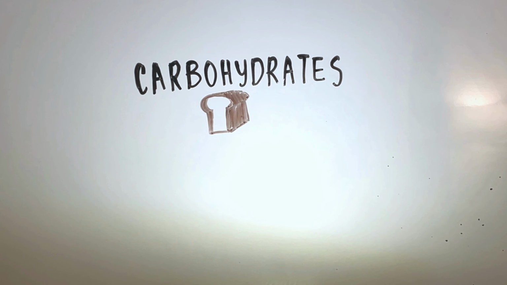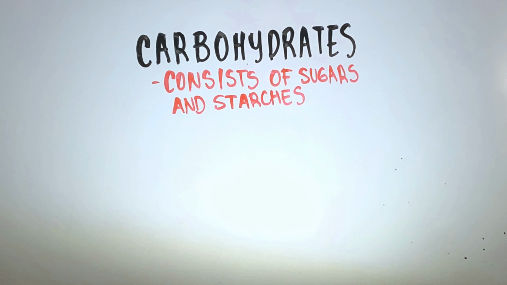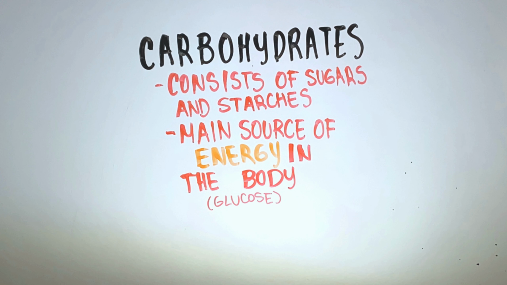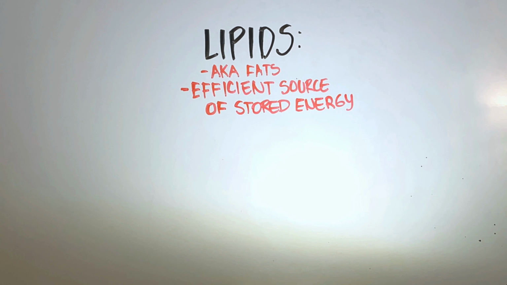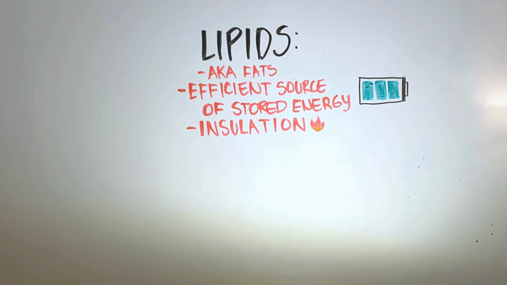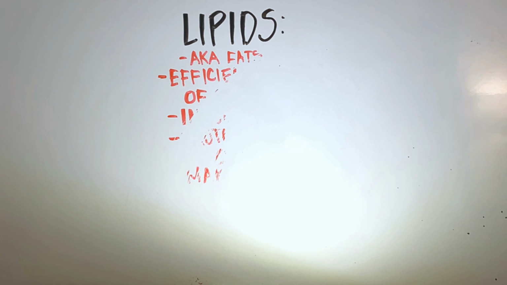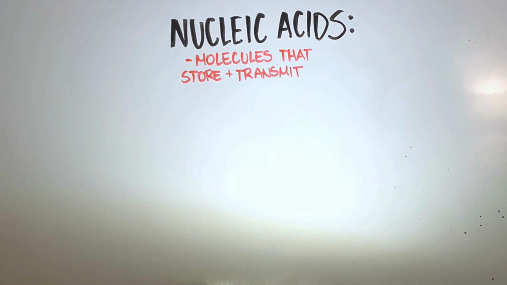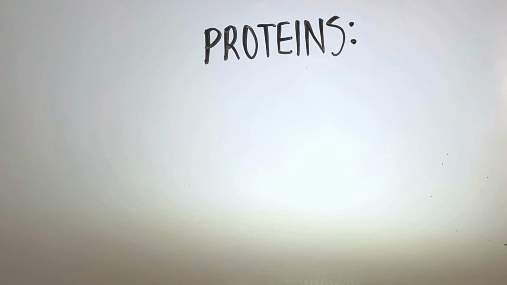We need more than just water. We need carbs, lipids, nucleic acids, and proteins. Carbohydrates consist of sugars and starches and are the main source of energy in the body. Lipids, also known as fats, are an efficient source of stored energy, provide insulation, protect vital organs, make up hormones, and much more. Nucleic acids are molecules that store and transmit genetic information in organisms like DNA and RNA.